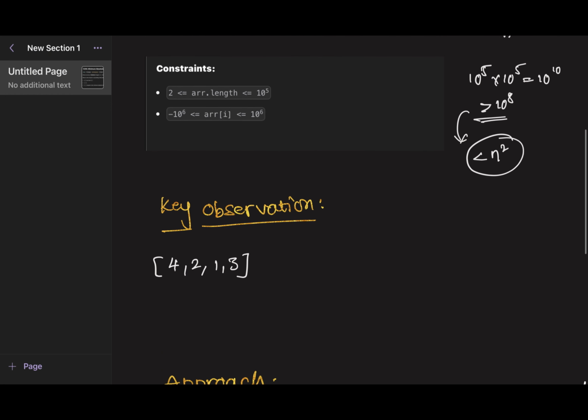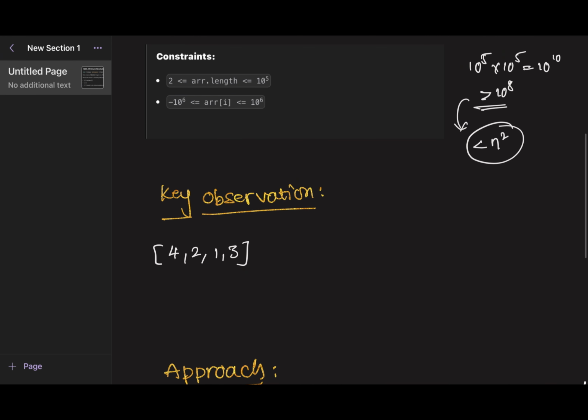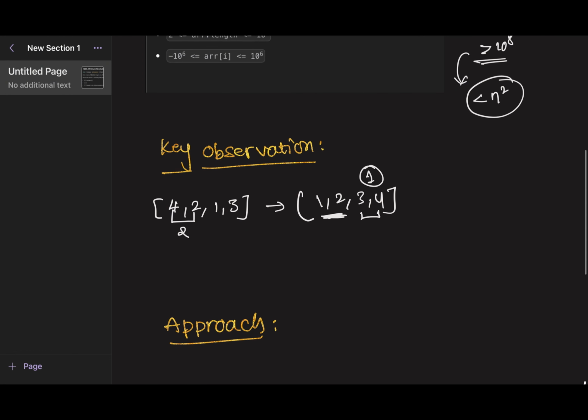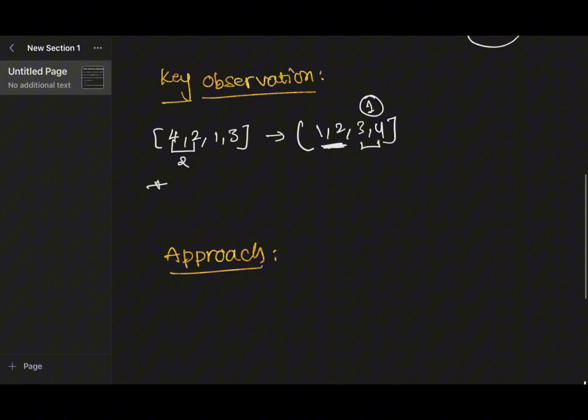Okay, now let's see the key observation. So we need to find the minimum difference. When do we get to know the minimum difference? When we have a sorted array 1, 2, 3, 5, then we will be able to find the minimum difference between the adjacent elements, right? If you have elements like these, what is the difference between these two? Which is 2. But what is the difference between these adjacent elements? Which is only 1. So remember this: the minimum difference can always be found in adjacent elements.